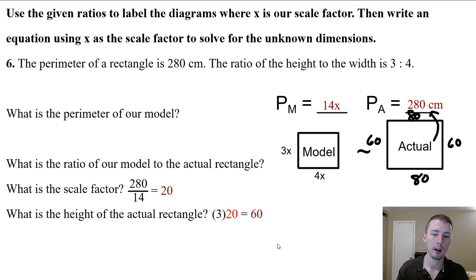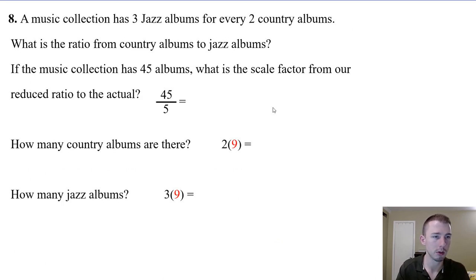So kind of some tricky stuff here. I get it. So if you're struggling, that's okay. Let's look at number 8. So this is a question that you would see before. A music collection has 3 jazz albums for every 2 country albums. What's the ratio of the country albums to the jazz albums? So country is 2, jazz is 3. So there'll be a ratio of 2 to 3, right? They just kind of flipped it for us.